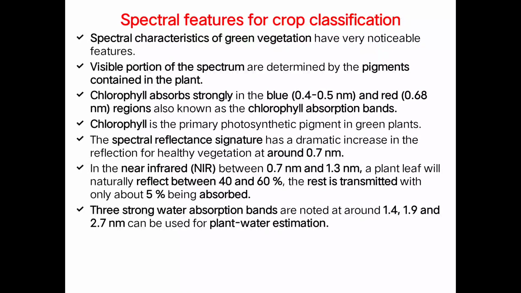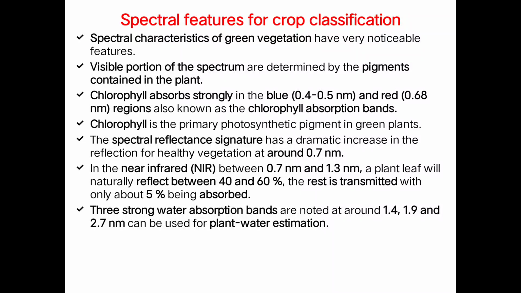Then the spectral features for crop classification. What are the various spectral features which are used in crop classification? The spectral characteristics of green vegetation have very noticeable features. The visible portion of the spectrum is determined by the pigments which are contained in the plant.